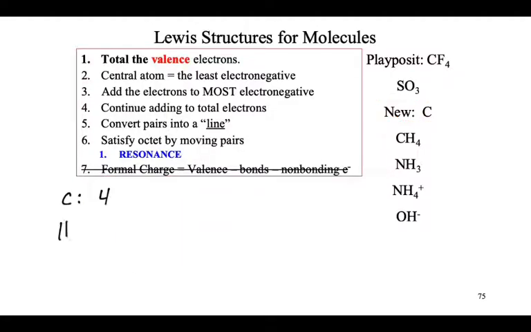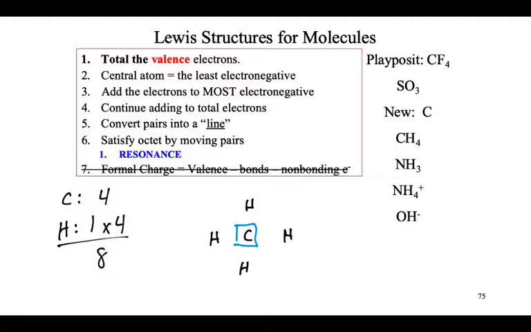Carbon comes in with 4. Hydrogen comes in with 1. There's 4 of them, which means 8 electrons. Carbon's my center atom because it's the only one that can bridge. I'm going to scatter my hydrogens around that carbon. Notice, where am I scattering them? On the faces of a square.